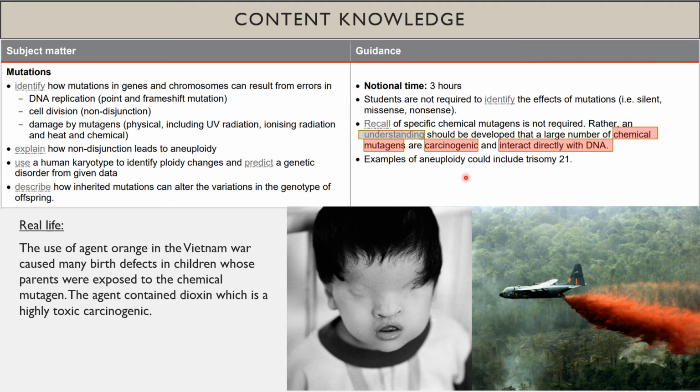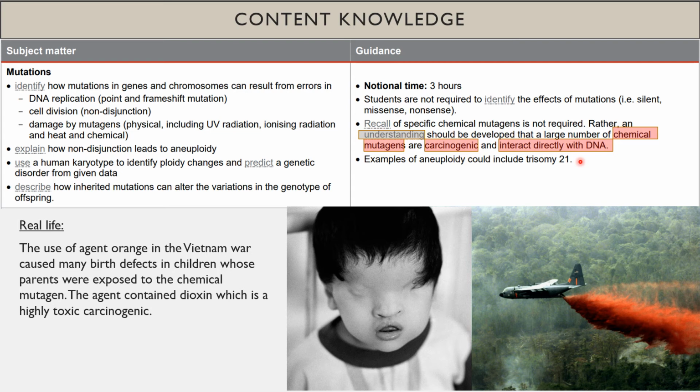All right, so now we're looking at this point over here. Students don't need to recall specific chemical mutagens, but should have an understanding that a large number of chemical mutagens are carcinogenic and interact directly with DNA. After I did some research, I found an example, and this is outside the scope of the curriculum itself, just to expand my own knowledge, but Agent Orange would be an example of a mutagen.